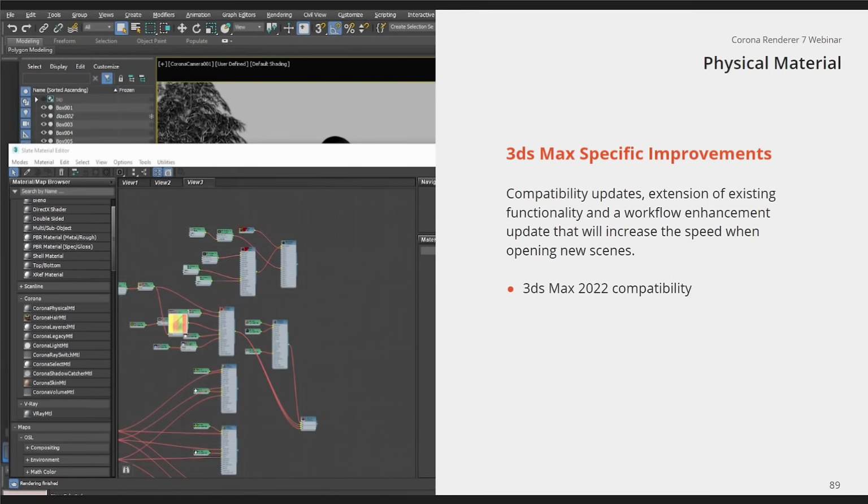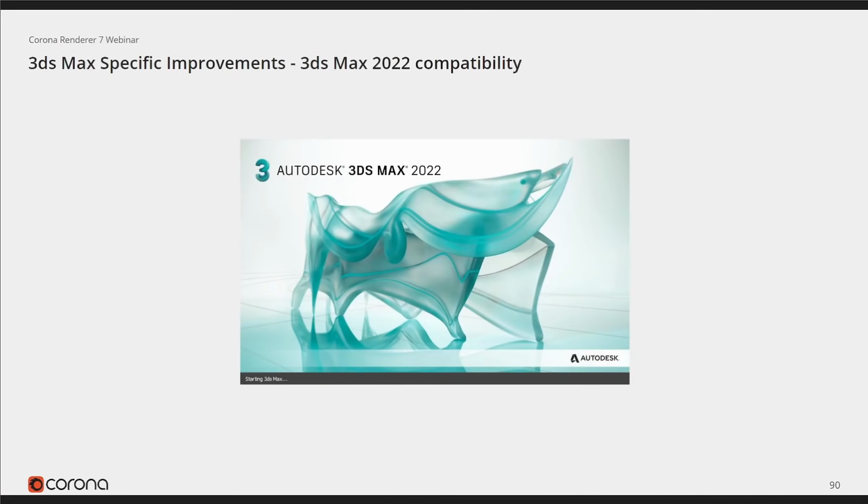We now support the latest 3ds Max version. We got some material library updates. That's Corona material library, to be more precise. And then we also have something that's going to make your workflow easier, and that is faster scene opening. Again, we're going to tackle all these one by one, starting with the compatibility updates. Although there's not really all that much to say here, we now support the latest 3ds Max version, which is 3ds Max 2022. So if you're using that version, Corona version 7 is going to work with it fine.